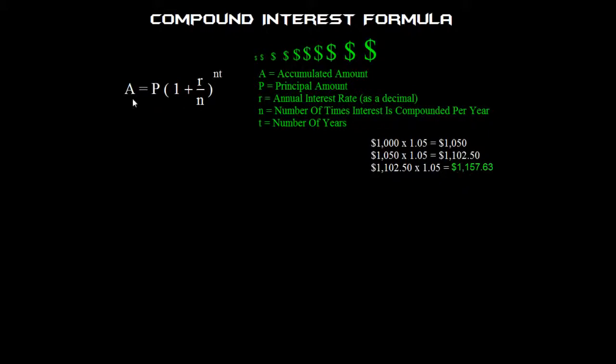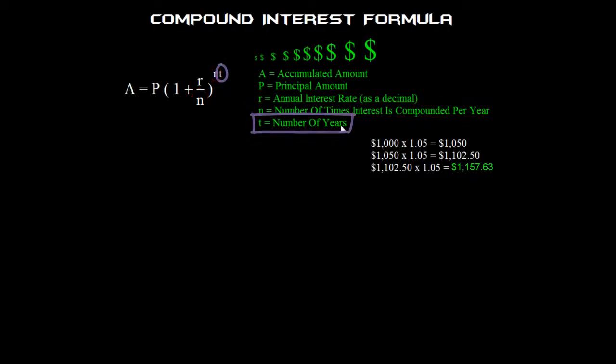So let's go ahead and look at this formula here. This is what we'll use to solve for compound interest. A is equal to our accumulated amount. P stands for our principal amount. R, on the top part of this fraction, is our annual interest rate, as a decimal. Interest rates are usually given in percents, but when we need to work out these problems mathematically, we use the decimal form of that percent. Then we have N, the number of times the interest is compounded per year, and T is equal to the number of years.